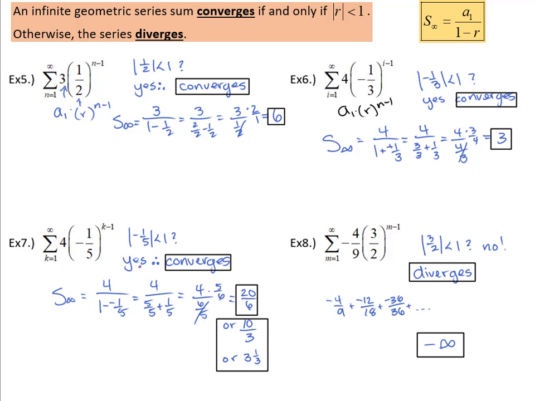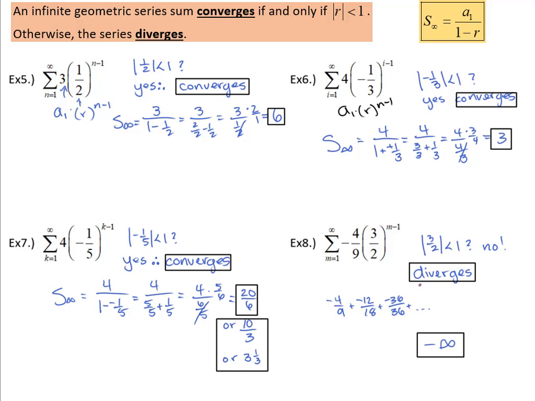All right, here we go. So number 7, the answer is yes, it does converge, and its summation is 20 over 6, which reduces to 10/3 or 3 1/3. Number 8, our r value is actually getting bigger. That is a fraction whose value is larger than 1. So no, it does not converge.